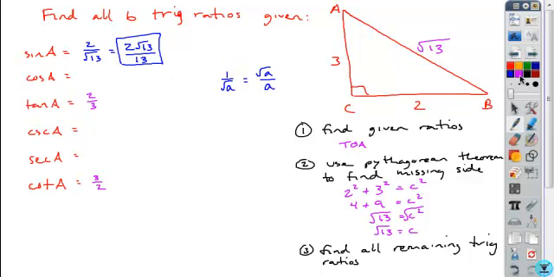Okay, I mentioned that there's another way that you could solve this, and that would be just to enter it on your calculator. So if you entered 2 divided by square root 13 on your calculator and you hit enter, as long as you're in auto mode, or exact mode, it will give you the radical form completely rationalized.